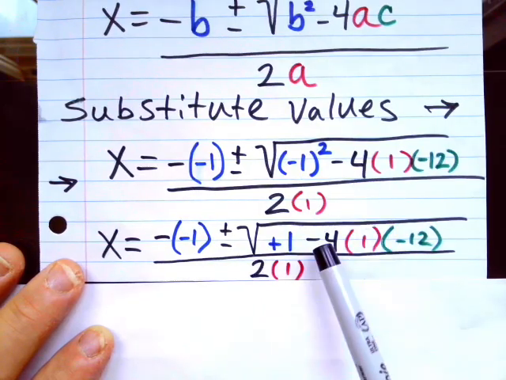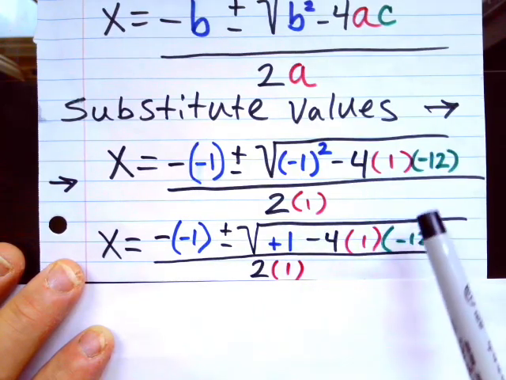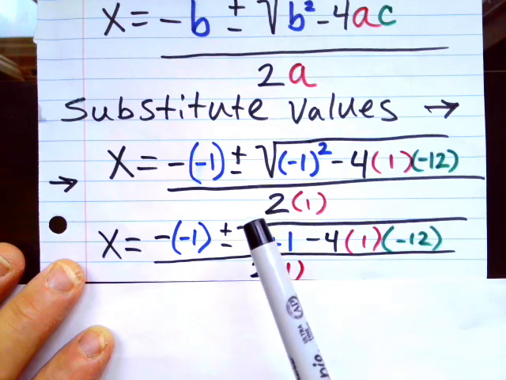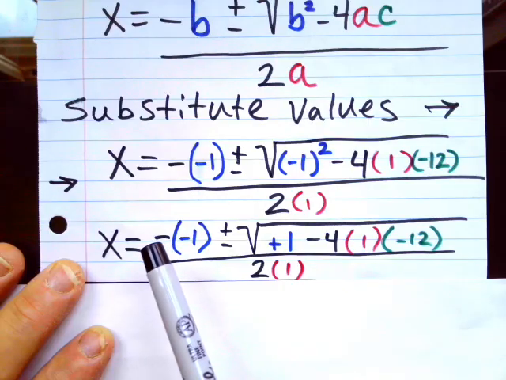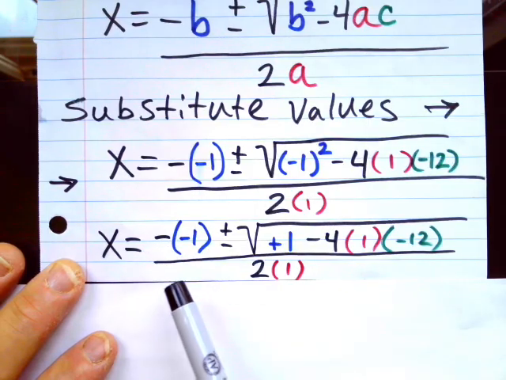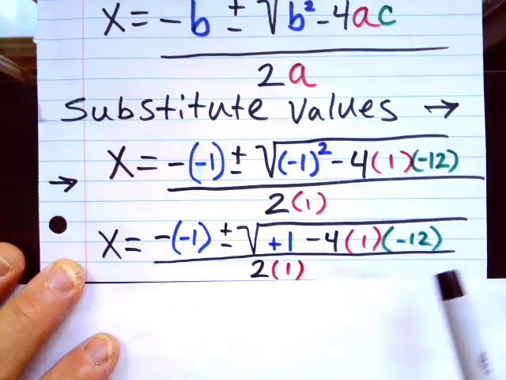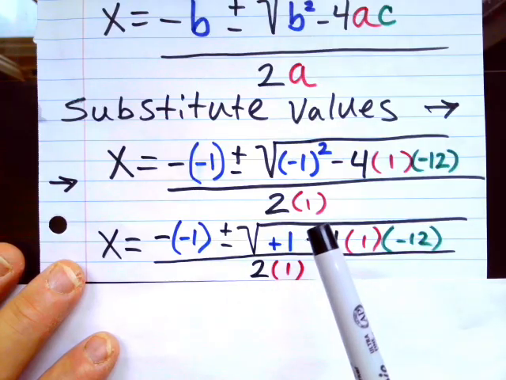And then everything else stays the same: the negative 4, the 1, the negative 12, the radical, the plus and minus, the negative 1 with a negative outside the parentheses, the divisor bar, and 2 times the quantity of 1.